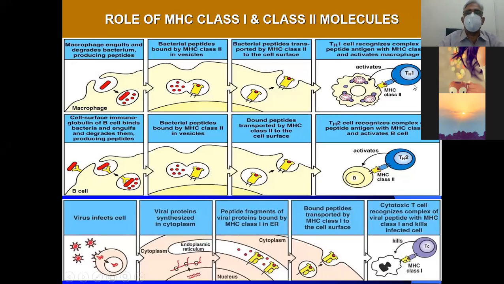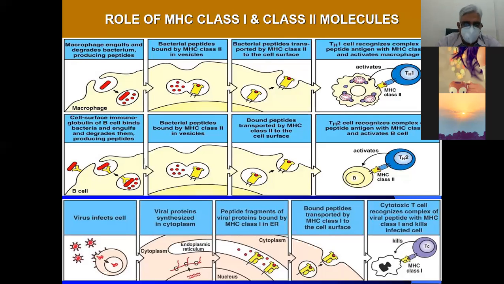There are two types of T cells. This is the second point which you need to remember when you write down a note on MHC class 1 and class 2 molecules. The first difference, I told you that the bacterium, they extrude class 2 molecule, MHC class 2 molecule, whereas the virus infected cell extrudes MHC class 1 molecule.